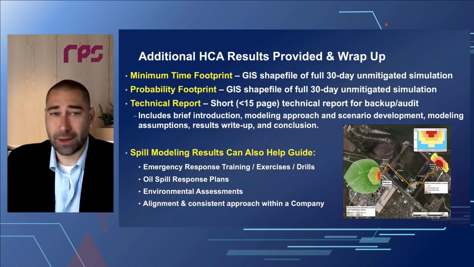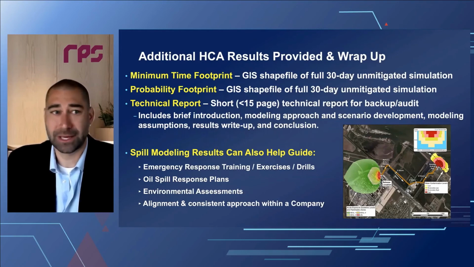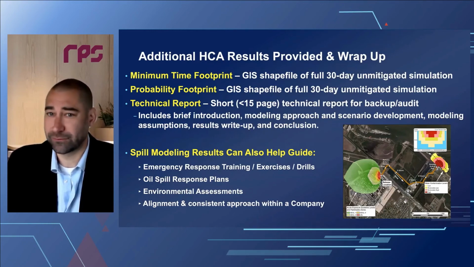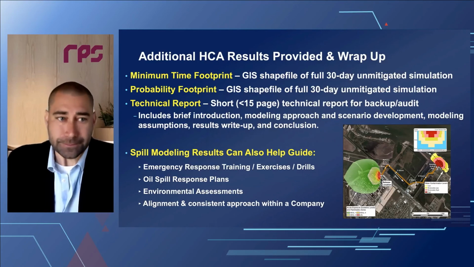Additional HCA results were provided in wrap-ups. We provide very short reports, very concise, that can be delivered to PHMSA, and this data can be imported into the POD system. But we're, again, providing minimum time footprints as GIS shapefiles of the full 30-day unmitigated simulations. We're providing the same footprint, but for probability, again, as a GIS shapefile for the full 30-day unmitigated simulation. And those results can then be used by the operator to crop and to play around with to help guide other decision-making within the company.